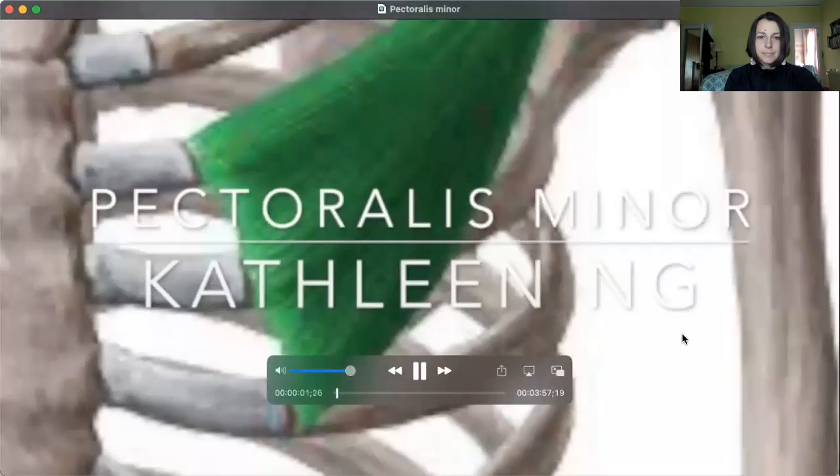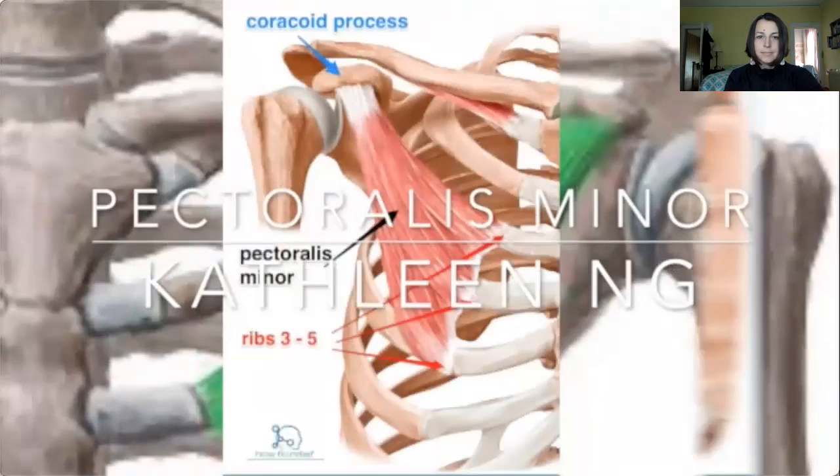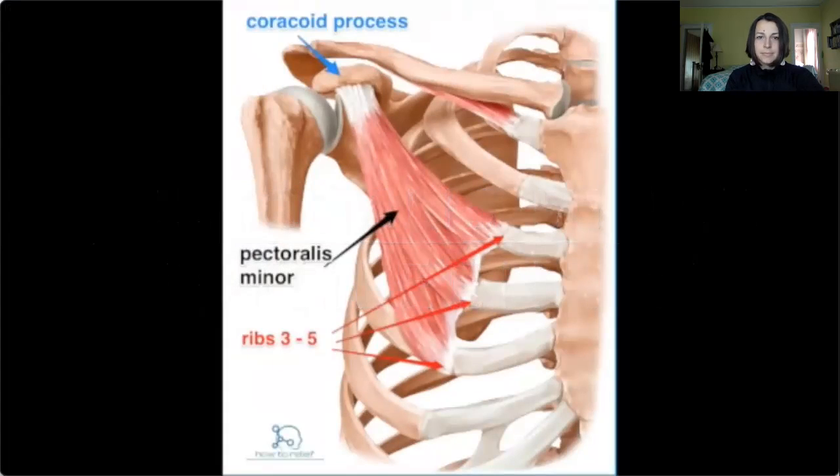Hi, my name is Kathleen, and I'll be presenting on the pectoralis minor. Pectoralis minor originates here, at the ribs 3, 4, and 5. You can also see that it's originating on the anterior surface of the ribs. The 3rd, 4th, and 5th rib are relatively near the costal cartilage, which is the white portion you see on the ribs near the sternum. And that is where it originates.